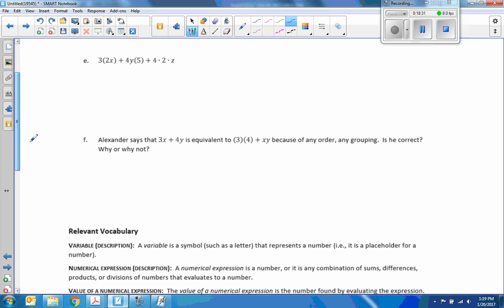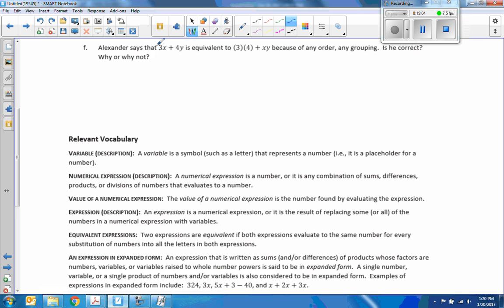Alright, E. Again, group the numbers, leave the variable outside. Do the multiplication. 4 times 5. 4 times 2. We have x's, we have y's, we have z's. They are not like terms. They are done.